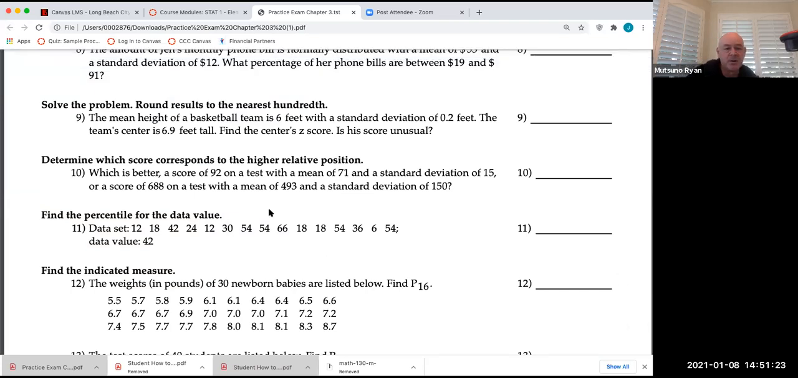Which is better, a score of 92 on a test with a mean of 71 and a standard deviation of 15, or a score of 688 on a test with a mean of 493 and a standard deviation of 150? We're going to have to calculate two z-scores, and the larger z-score means that they are further away from the mean, which means they did better. So we're looking at which of these two z-scores is going to give us a larger z-score. That's going to be the person who did better on this particular test. These two tests, I should say.